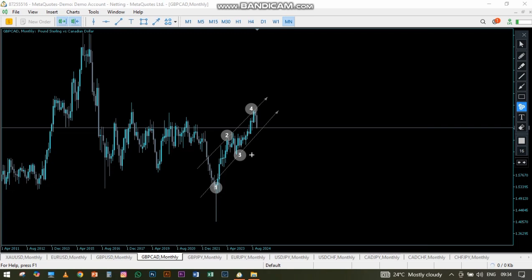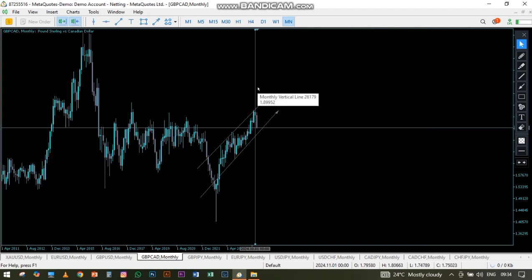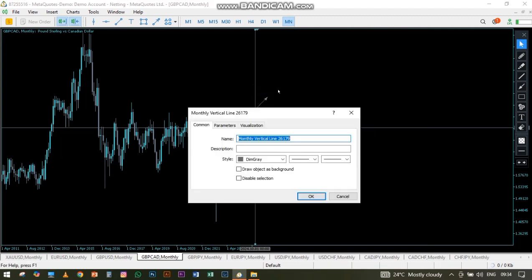And I told you, when this month opens, we are expecting it to move to support, the zone which is right here. So after determining our bias, we are going to mark using the vertical line tool. We are going to get our vertical line tool and then actually mark the last month. We want to mark the last day of that last month.